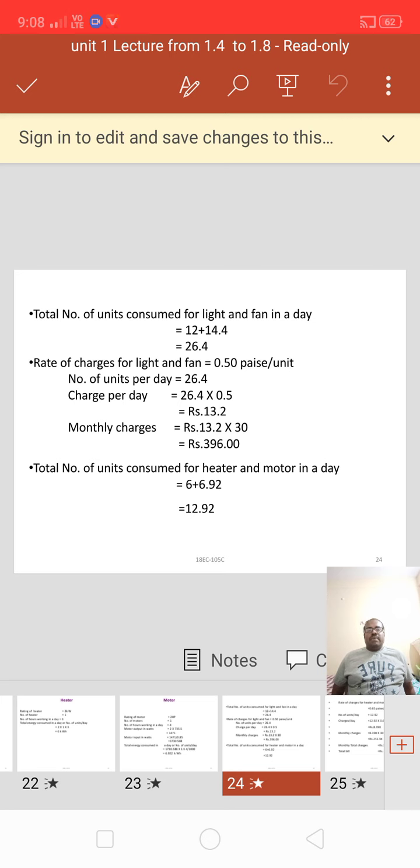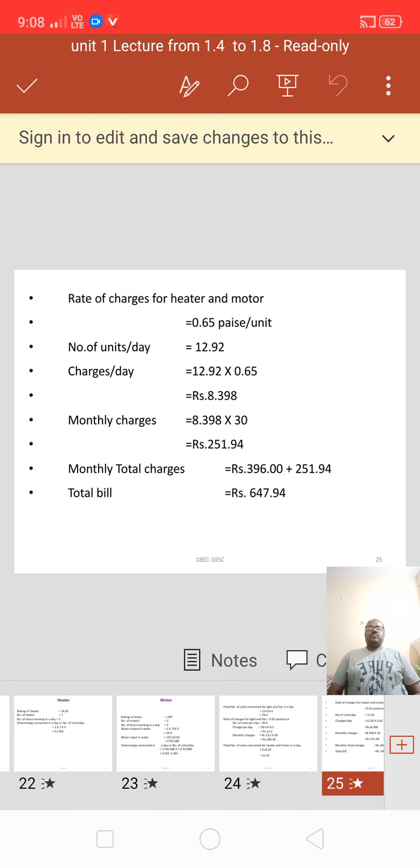Now for total number of units consumed for heater and motor in a day equal to 6 plus 6.92, that equal to 12.92. Now rate of charges for heater and motor is equal to 0.65 rupees per unit. Number of units per day 12.92. Charges per day equal to 12.92 into 0.65, that equal to 8.398. Monthly charges equal to 8.398 into 30, that equal to 251.94.